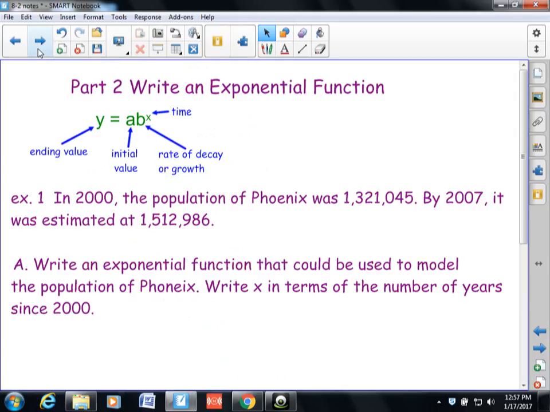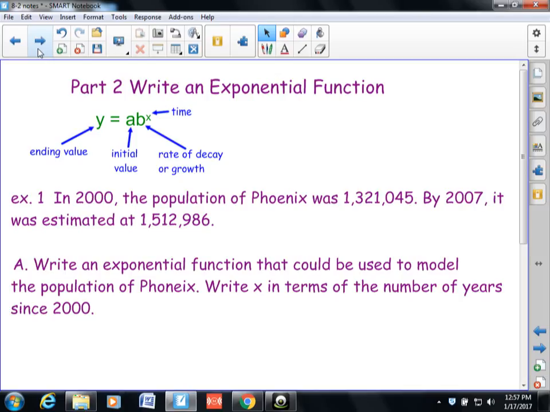Part 2, we're going to write exponential functions. So again, I've got the parent equation here, y equals a b to the x. This time we're going to look at what each of these pieces really means. Before, we graphed them and talked about what it meant for the asymptote, what it meant for the y-intercept, that sort of thing. But now, what does it really mean when we're talking about a story problem, a real life application? You can see that y is our ending value, whereas a is going to be the initial value.